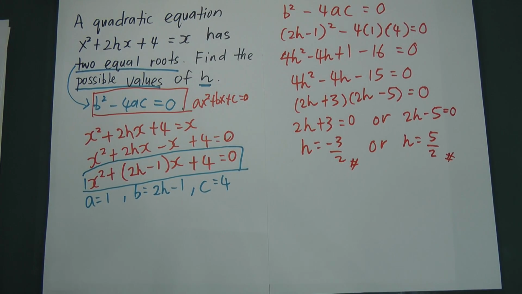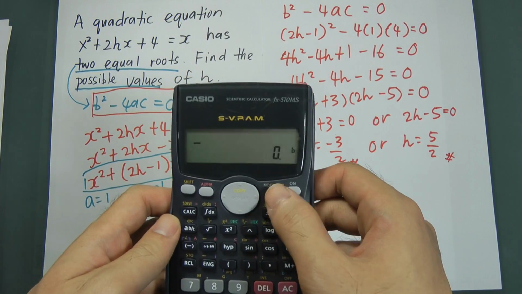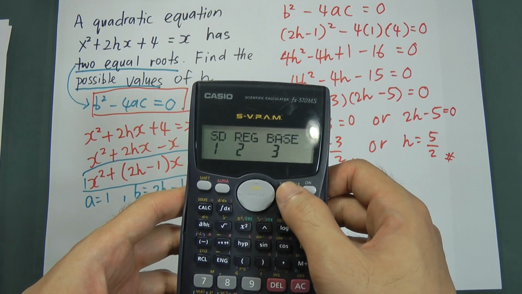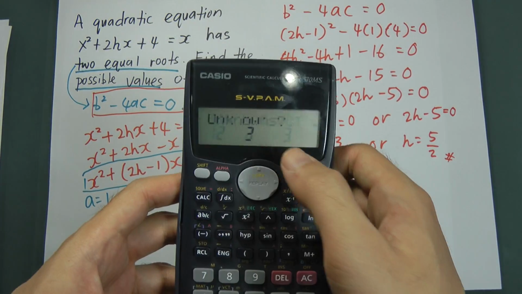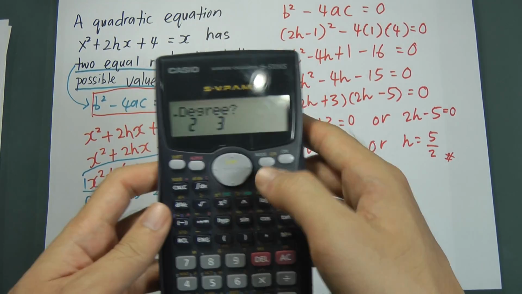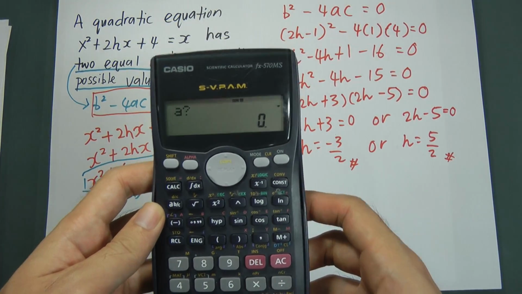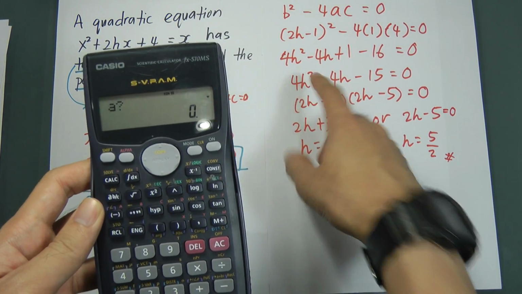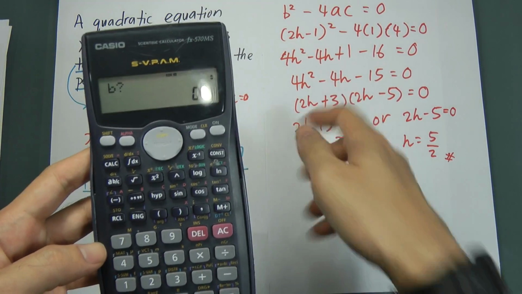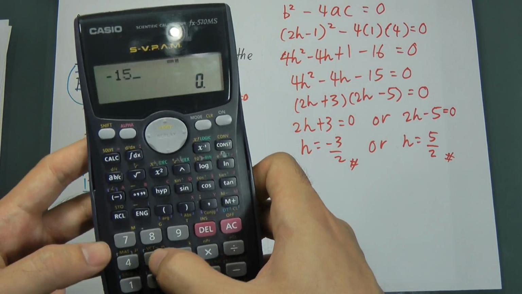If you do not know how to solve this one, maybe you can use a calculator. This one is very simple. You press mode 3 times, 1, 2, 3, EQN. Do you see EQN? Press 1, and then we do not want unknown, we want degree. Because the variable over here is h squared only, I press degree 2. So the first one, a is 4, so I press 4. b is -4, so I press -4. And c is -15, so I press -15.